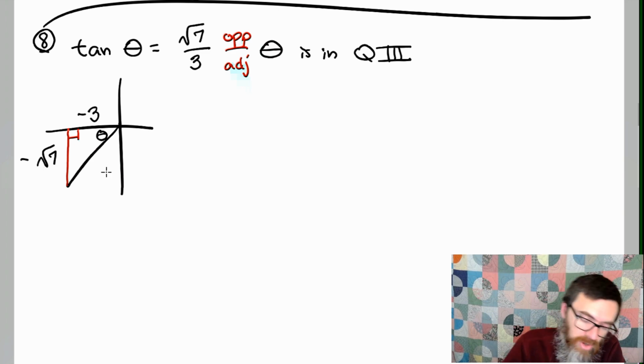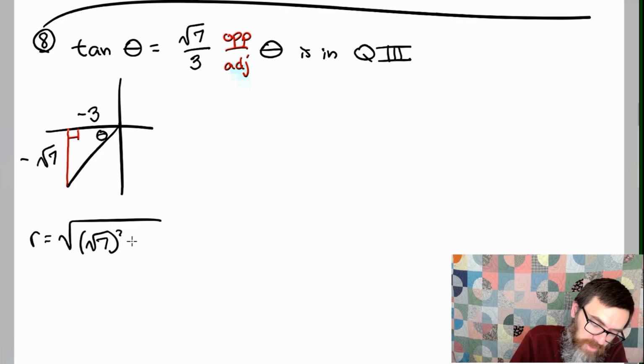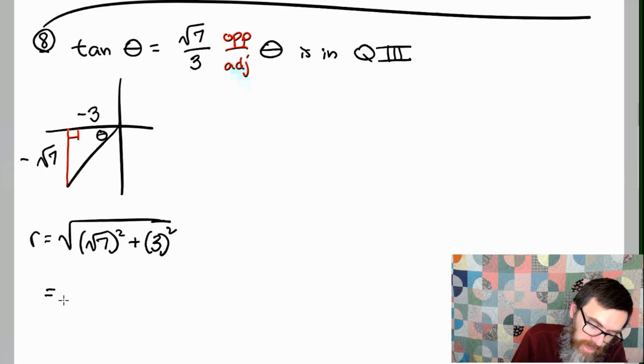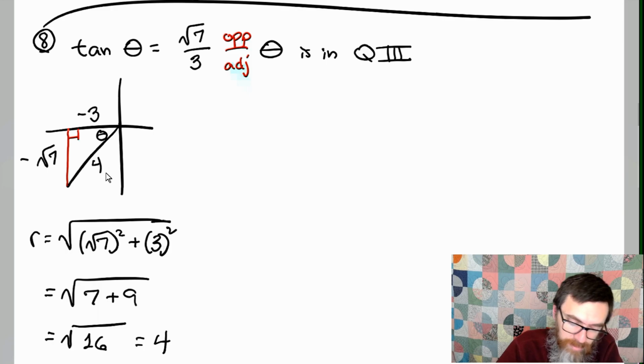Now we just need to find the r. All right, so that's going to be, let's see, we have the square root of the square root of 7 squared plus 3 squared. We end up with 7 plus 9, so we have the square root of 16. Oh, look at that. How nice is that? We just get a 4. Well, it must be my birthday.